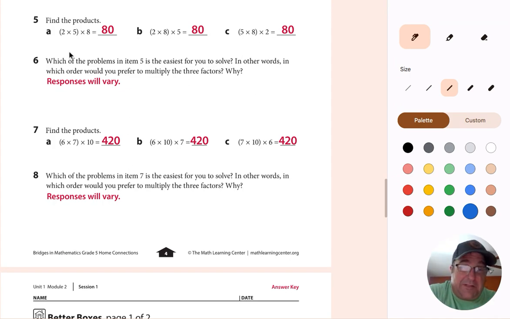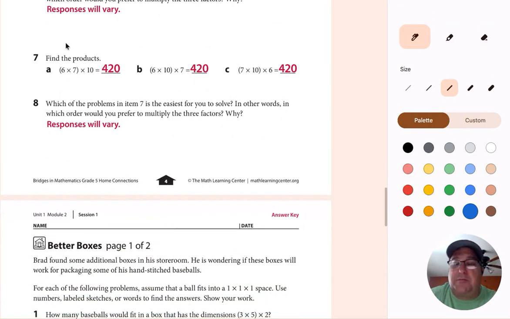I definitely personally think one of these would be the easiest. And I think one would be kind of the hardest, but it'll be interesting to see what the students have to say. It's all about what makes sense in their brain. Same with number 7 and 8.